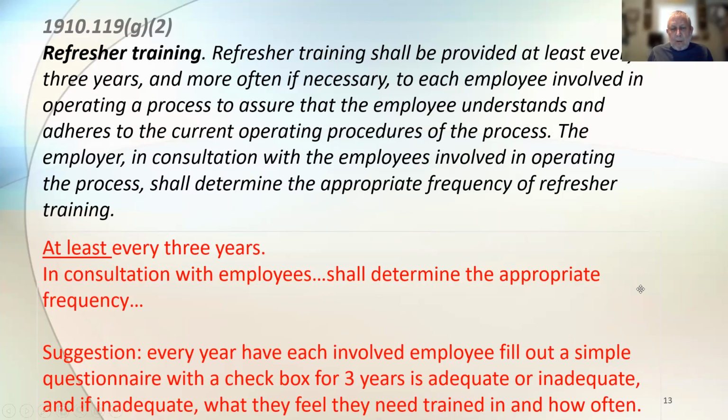Every year, each involved employee, we had them fill out a simple questionnaire with a checkbox that 3 years is adequate or inadequate, and if it is inadequate, what they feel that they need to be trained in and how often. We let the employees have input into this because it's very important. And besides, that's what you have to do. You should anyhow.